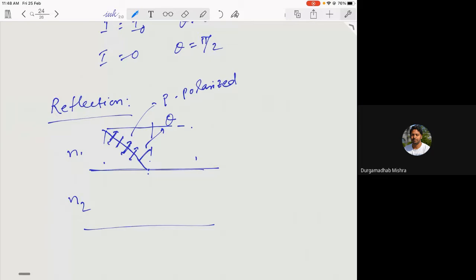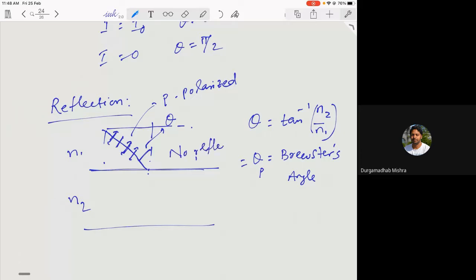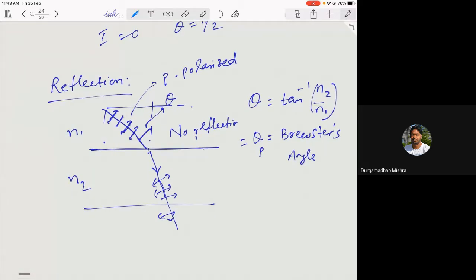For a certain angle theta, when theta is equal to tan inverse of n2 by n1, which is known as theta p, or Brewster's angle, what would happen in that case? You would have a situation where there is no reflection. Only transmission of the wave takes place, and there is no change in the polarization. So this is known as the angle theta p, Brewster's angle.